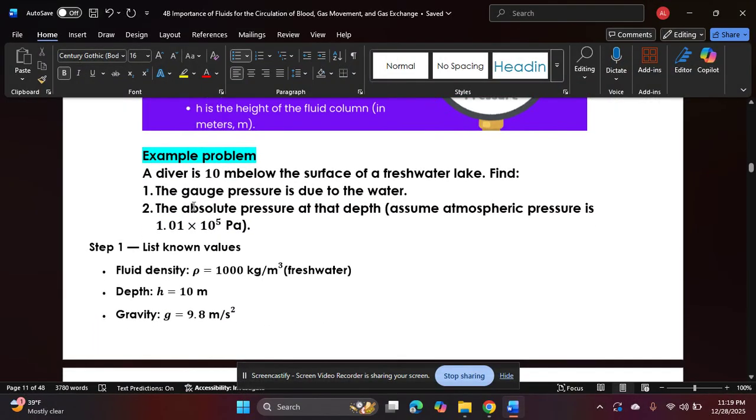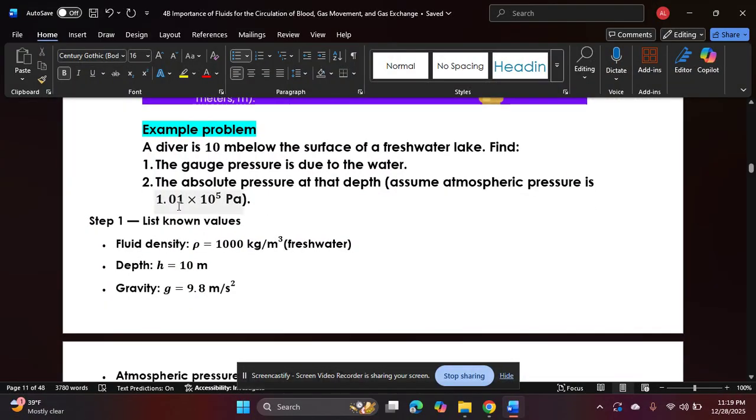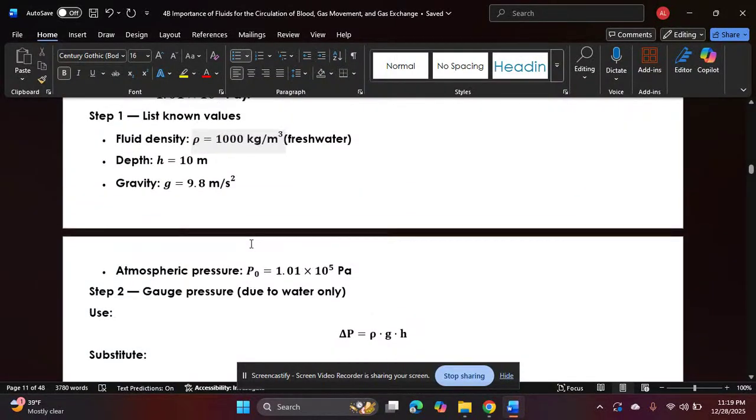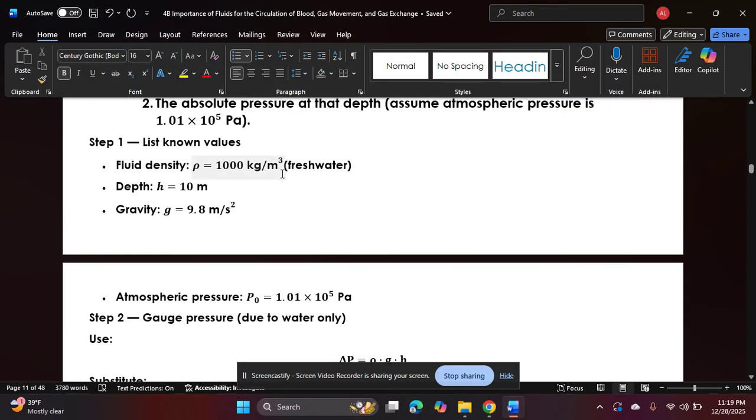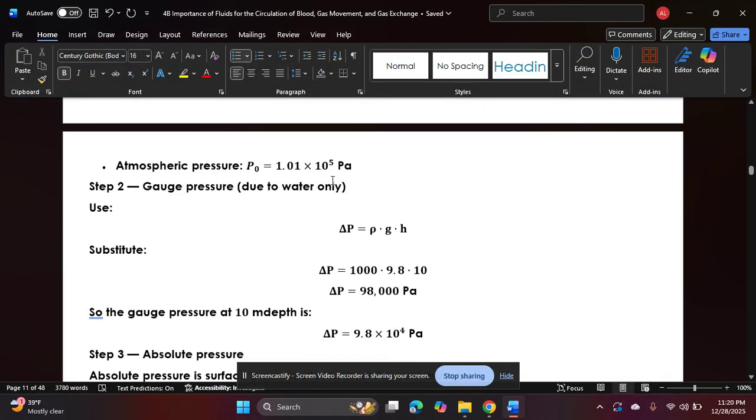A diver is 10 meters below the surface of a freshwater lake, right? Find the gauge pressure. Very important. You will be asked something about the gauge pressure. Find the absolute pressure at the depth. Assume atmospheric pressure is 1.01 into 10 raised to 5 pascals, right? So fluid density, rho, equals 1000 kilogram per meter cube, fresh water. Depth h is equal to 10. Gravity g is 9.8 meter per second square. Atmospheric pressure, P0, is 1.01 into 10 raised to 5 pascals.